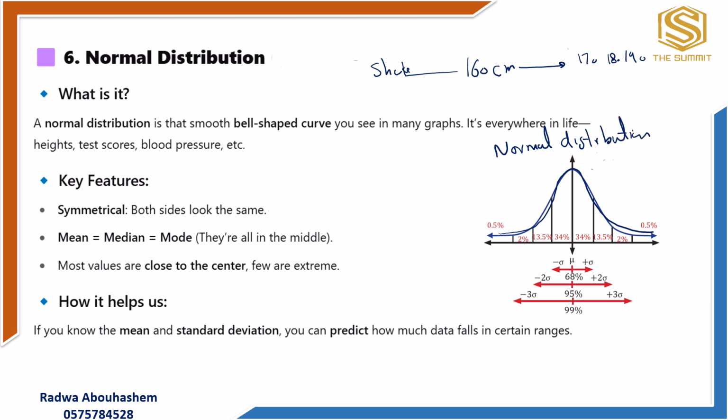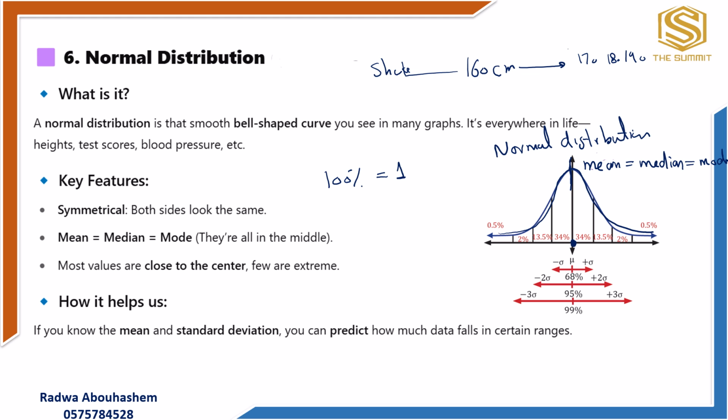As you see here, both sides of the curve are mirror images of each other. The left and right sides balance perfectly. Also, most of the values are near the center. At the center, the mean equals the median equals the mode. And the area under the curve equals 100%, which means it equals 1.